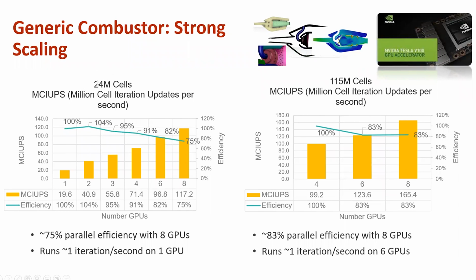Now, when you go from 24 million cells to 115 million cells, that scalability or that efficiency increases to 83%. So the more number of cells you have, the scalability will increase. I think this trend is also similar to using CPU cores in parallel. So by using that many GPU cores, you're getting very strong scaling, and you can leverage this to solve problems with a huge mesh count.